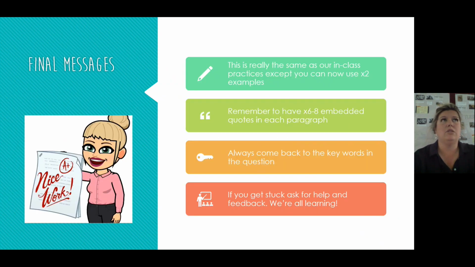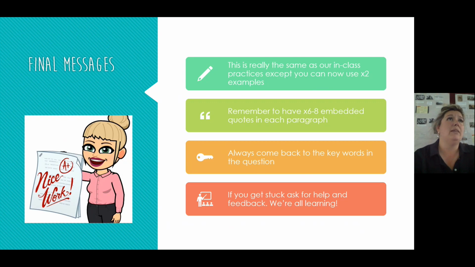So what are my final messages on essay writing? This is really the same as what you did in Year 9, except we're expecting that you use 2 examples to construct each paragraph. You should be trying to add between 6 to 8 embedded quotes in each paragraph, but if you don't, use some film techniques.